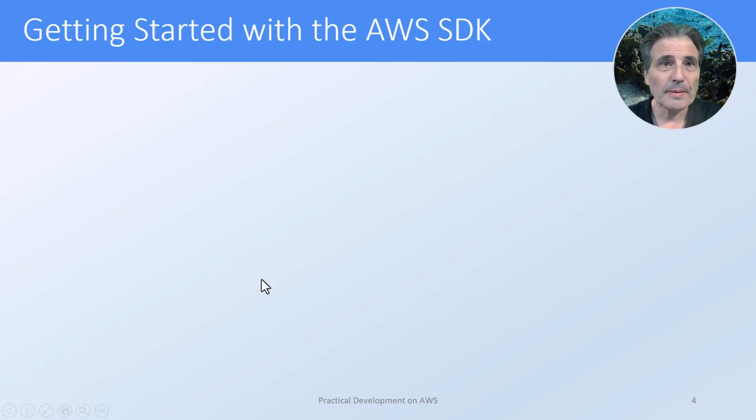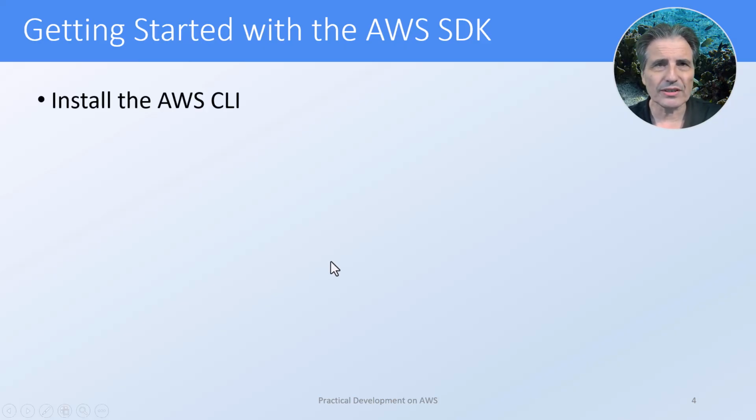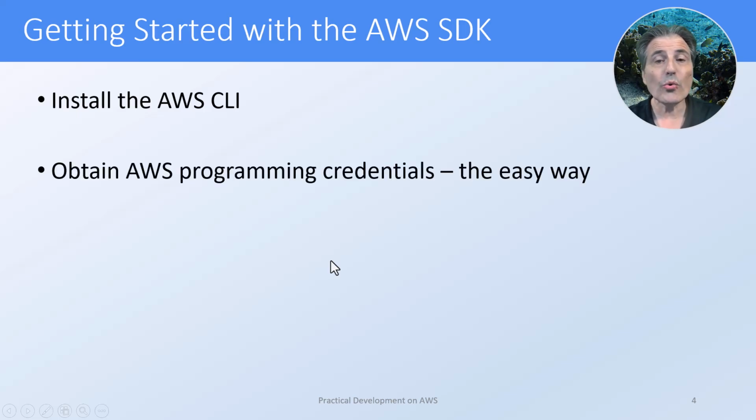So here we are. We're going to be looking at how to install the AWS CLI. That's an important starting point. But then we're going to go into getting credentials for AWS. Now there's a recommended way. I'm actually going to show you the easy way because this is a getting started type thing.